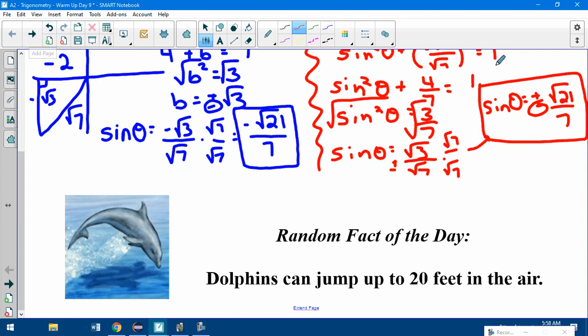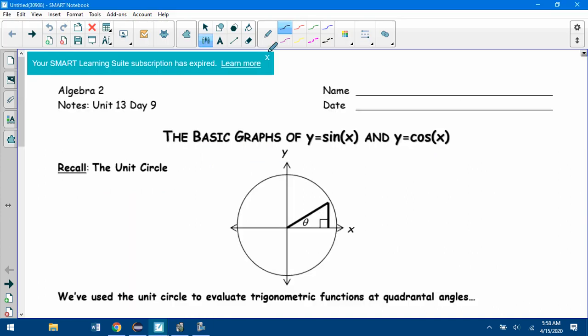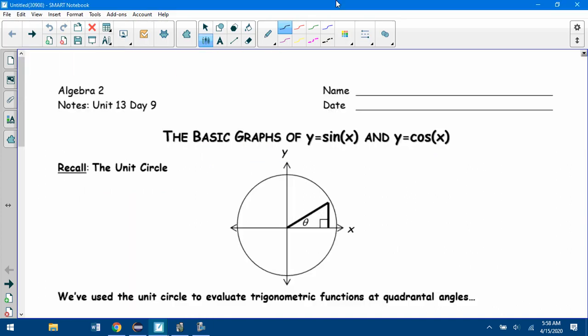Pretty impressive. All right, well today we're starting kind of the second half of this unit, which is really all about graphing trig functions. And we're going to look at sine, cosine, and tangent graphs, but today just sine and cosine. All right, so I want to start with that unit circle one more time.